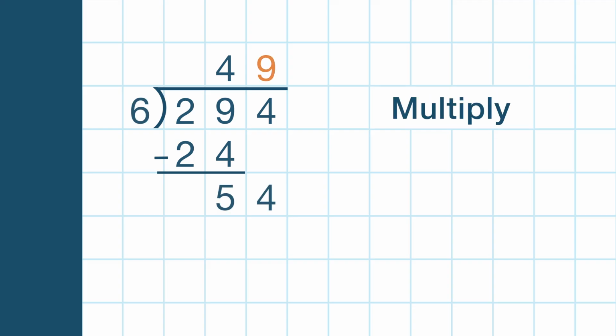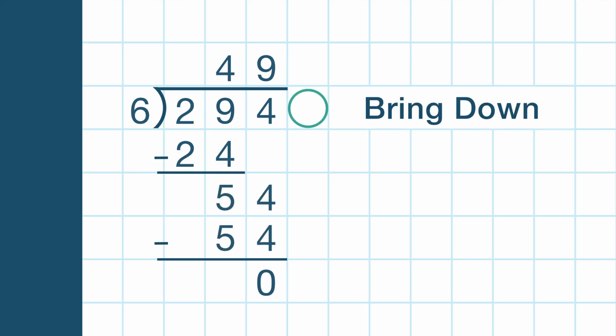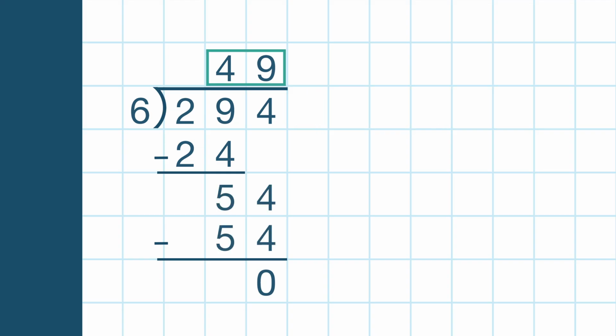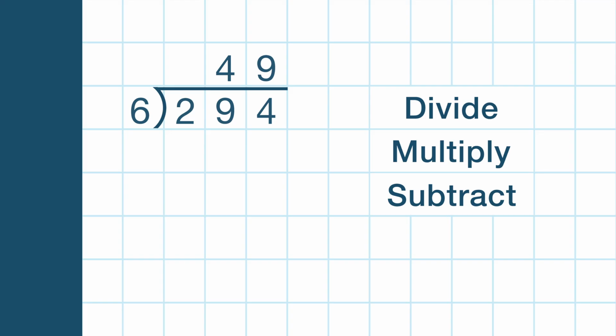Multiply. 9 times 6 equals? It's 54. Subtract. 54 minus 54 is? Yes, 0. There is nothing left to bring down. The quotient is 49. When the divisor is larger than the first digit of the dividend, look at the first two digits in the dividend. Then use the 4 steps: divide, multiply, subtract, and bring down.